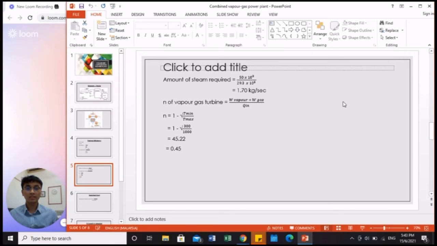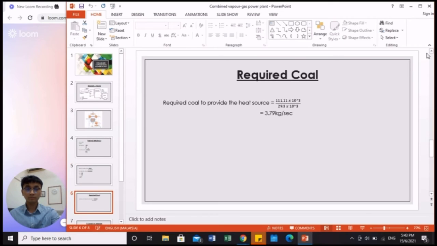The efficiency of the vapor gas turbine can be calculated as shown here, which is W vapor plus W gas divided by Q in. Then the efficiency would be equal to 0.45. Then the required coal to provide the heat source is calculated here, and the answer is 3.79 kg per second.